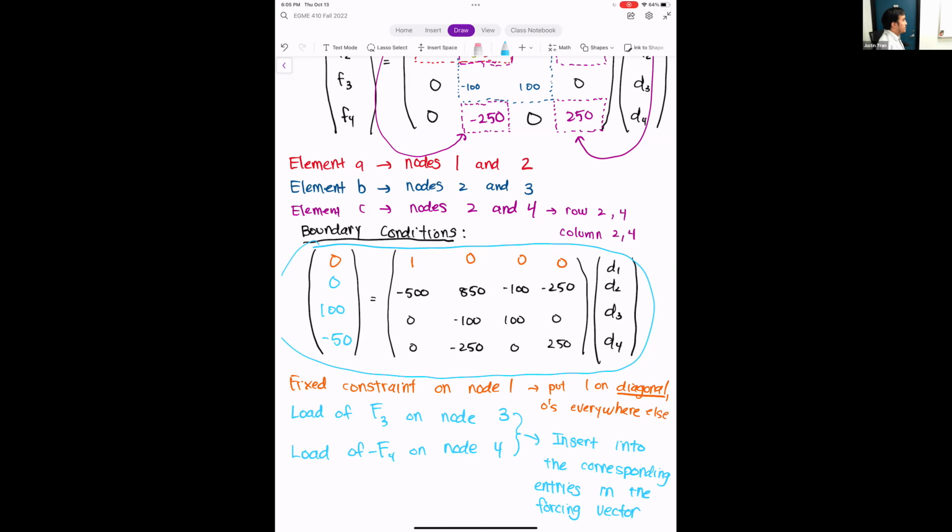Okay, and so what we have is now our linear system. We have 4 equations and 4 unknowns, and we've represented this in matrix form. So we have a 4x4 square matrix and a 4x1 forcing vector, and we're now ready to solve this. All right, any questions on this before I transition to MATLAB?